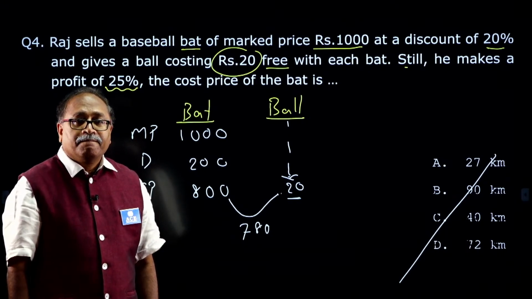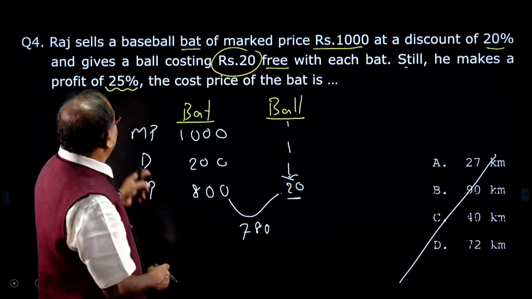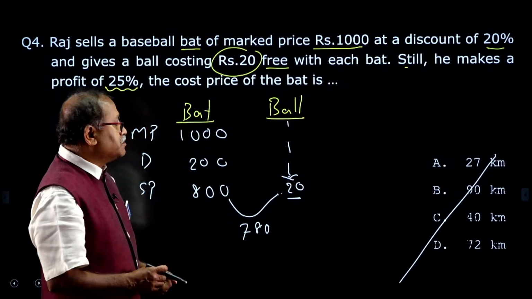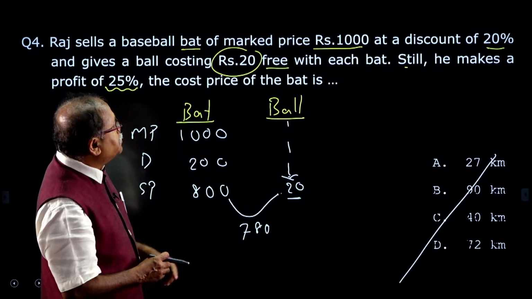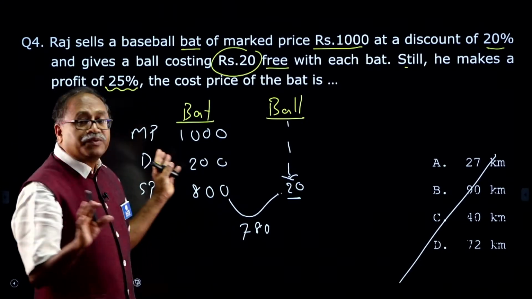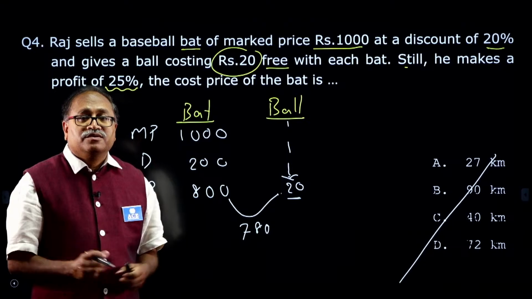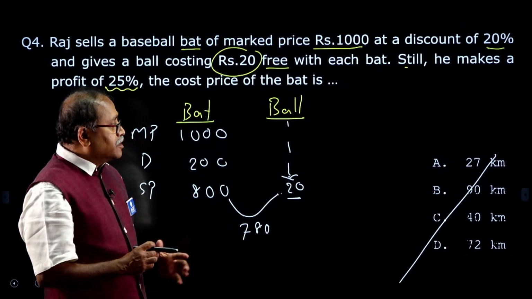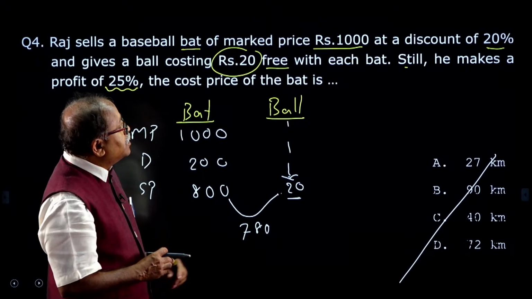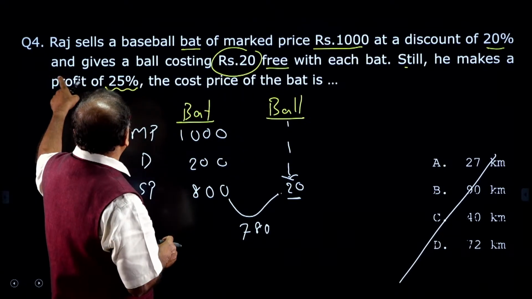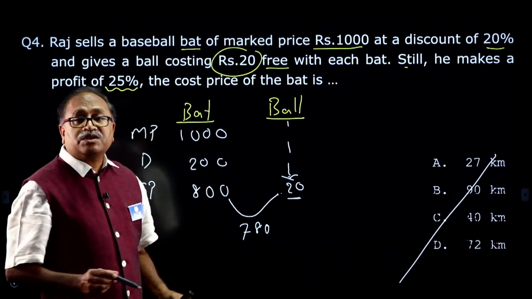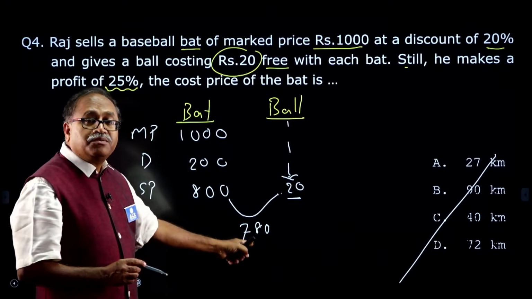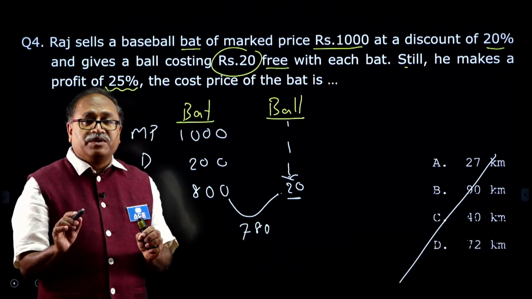Done. Now, what is the question here? The question is, what is the cost price of the bat? You know the selling price here. Come on, my dear friends. And you know he is making a profit of 25%. In this selling price, there is a profit of 25%.